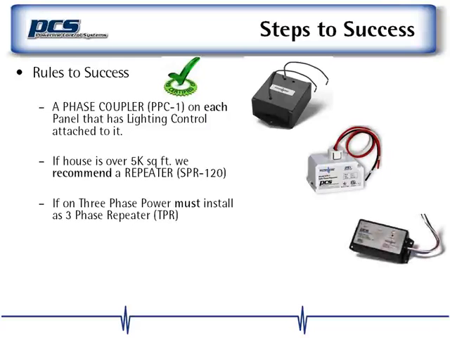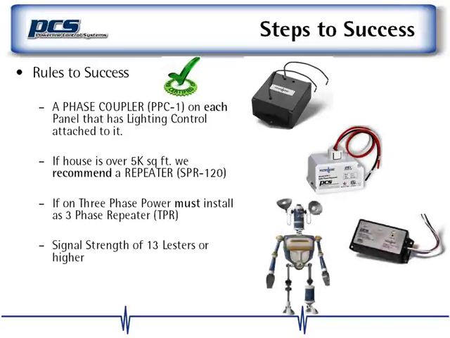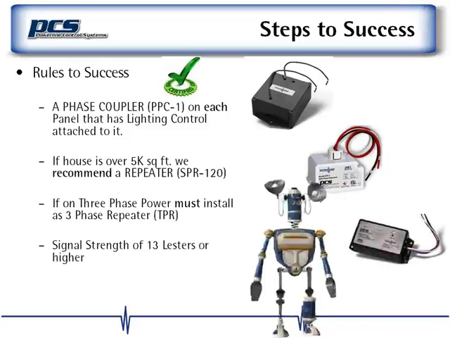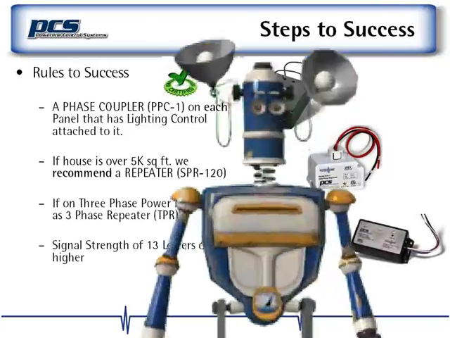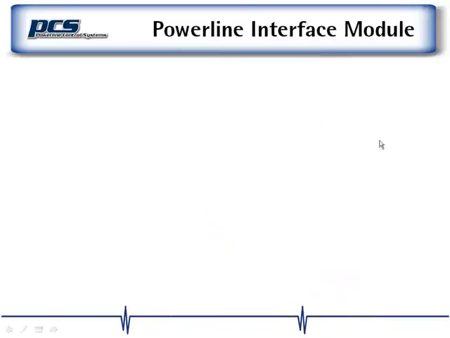We've had a variety of guys lately that installed things in retail stores, things along that nature, and did not put a 3-phase repeater in because the electrician told them it was single phase. Well, it had 2 of the 3 phases, so you have to have the 3-phase repeater in a system like that. And lastly, when we do signal strength communication, we want to make sure we have 13 Lesters or more. And from there, we want more Lesters.